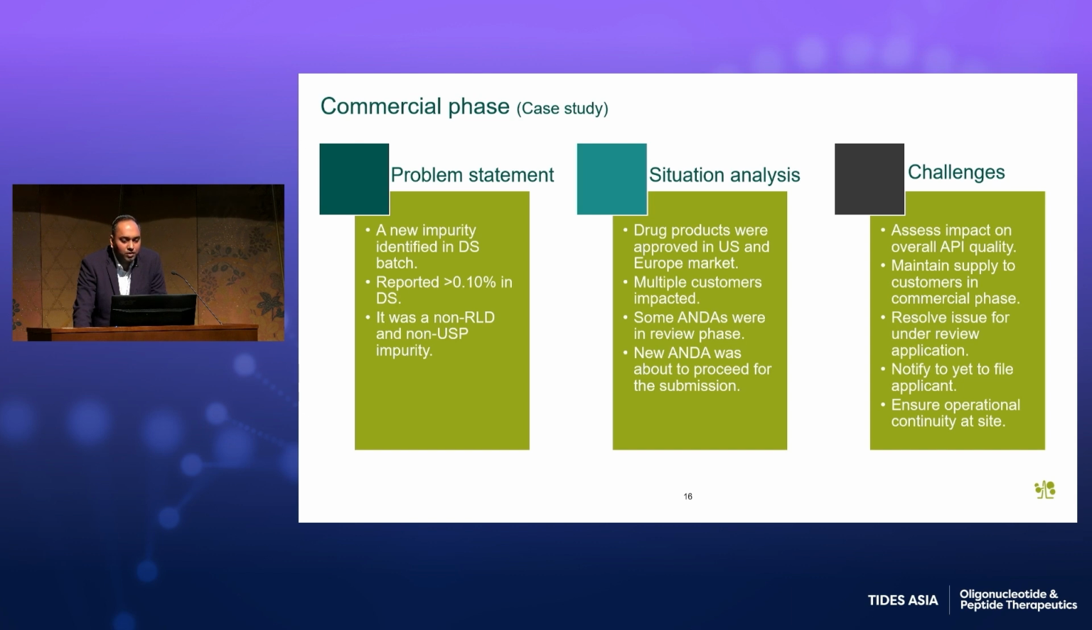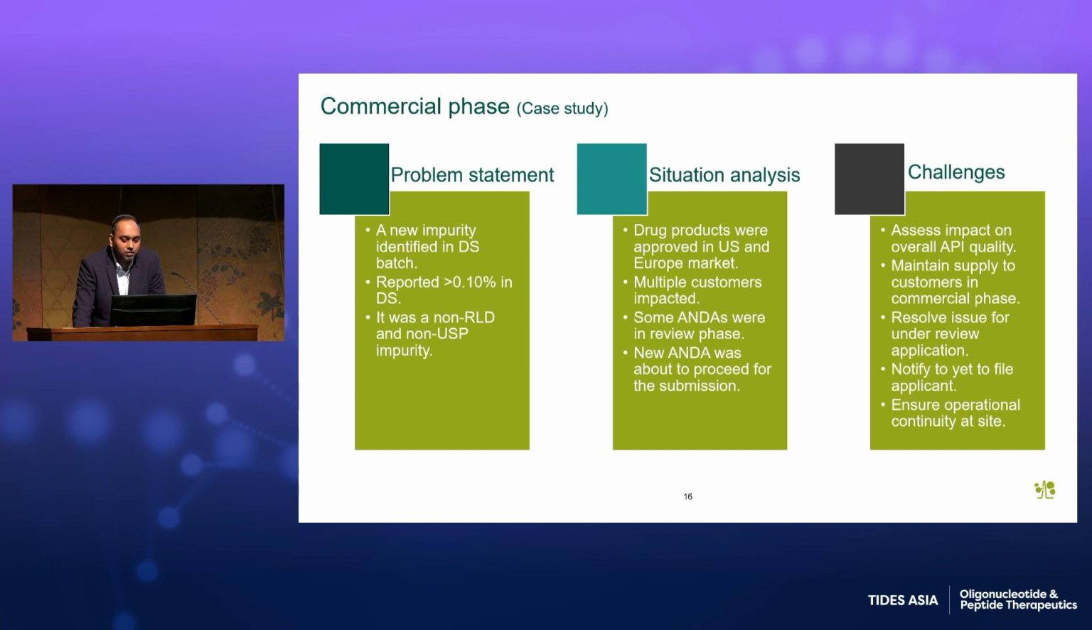So this was during the deficiency phase. We got a deficiency from FDA, that they might have this particular impurity from a different supplier. But when we performed the HRMS study for that impurity, we found that this impurity was co-eluting with one of the impurities which we were already claiming as a specified impurity. So this was reported above 0.10% for generics. I'm talking about generics where we claim unspecified impurity less than 0.10%. The impurity was around 0.13%, and we found that it was non-RLD and non-USP.